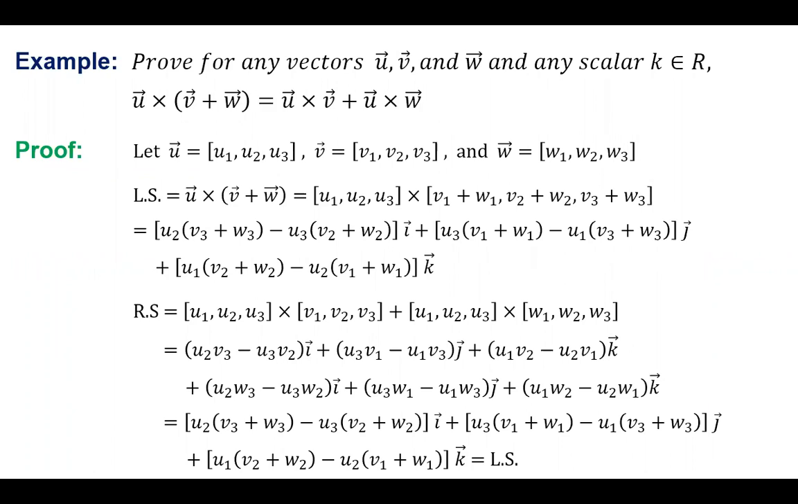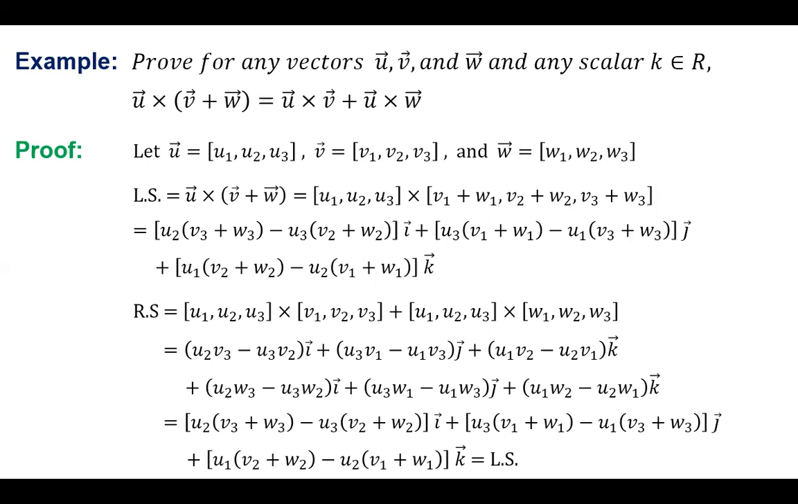So first of all, the sum of v and w is (v1 plus w1, v2 plus w2, v3 plus w3), right? And the cross product between u and the sum of v and w is then given by the following expression. You can draw a diagram to help you find the cross product. So the x component is u2 times (v3 plus w3) minus u3 times (v2 plus w2). The y component is u3 times (v1 plus w1) minus u1 times (v3 plus w3). The z component is u1 times (v2 plus w2) minus u2 times (v1 plus w1). Okay, so that's the left side, right?